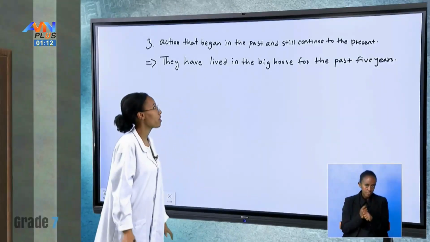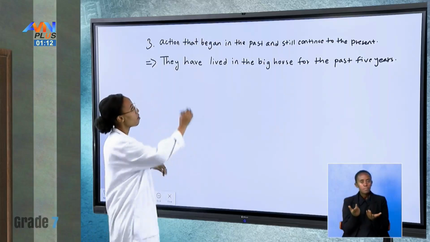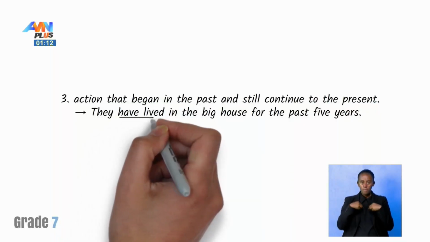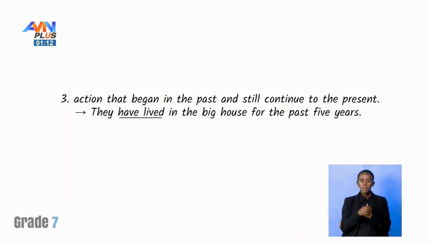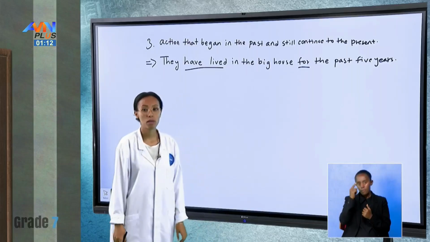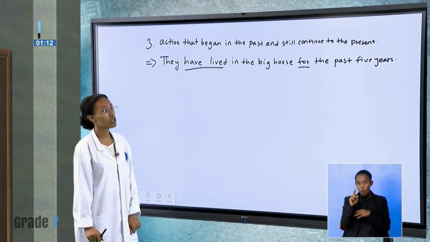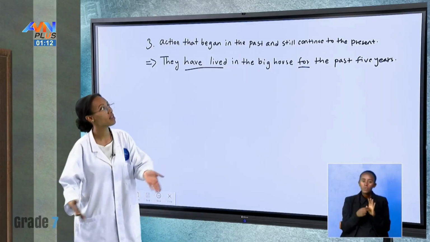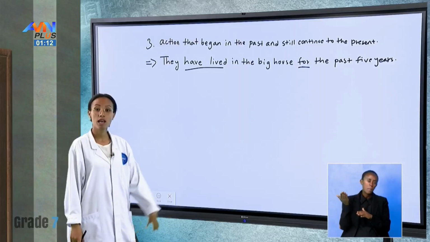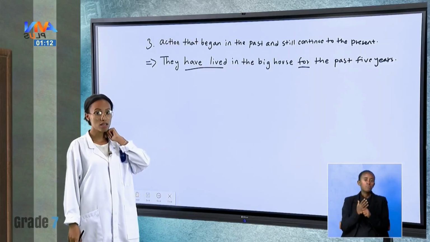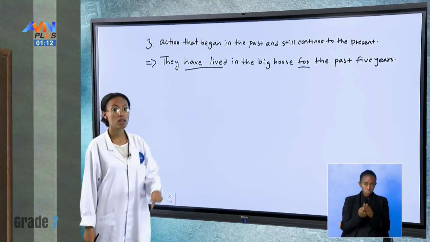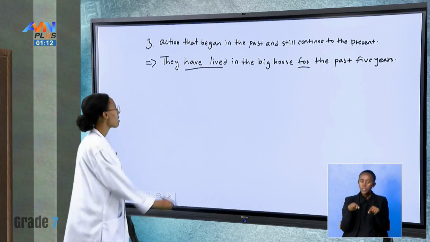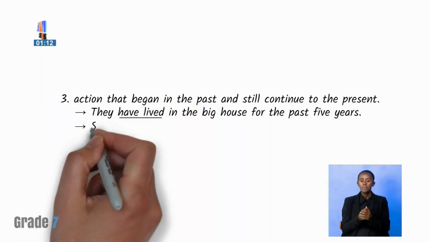So, as you see here, we have shown have and lived, but we are focusing more on the time expression here, the common time expression, which is for what? The past 5 years. Even though the action has started in the past, it's still continuing to this day. They are still there, living in that big house.